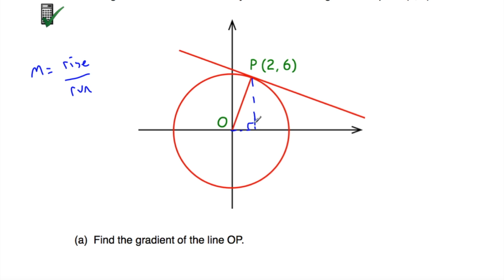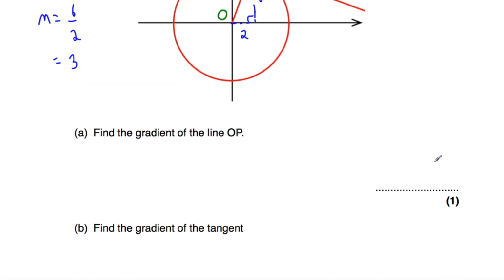In terms of the run and the rise, well, the run, we'll be going 2 across there, so 2, and the rise will be going up 6. So we've got the m, the gradient, is equal to the rise, which is 6, divided by the run, which is 2. And 6 divided by 2 is 3. So that means the gradient of that line OP, the radius of the circle, is equal to 3. And that's it. So part A, the gradient is 3.